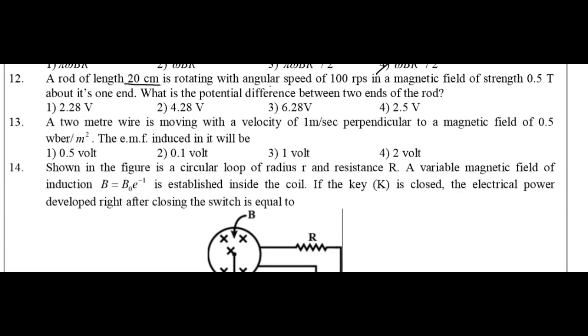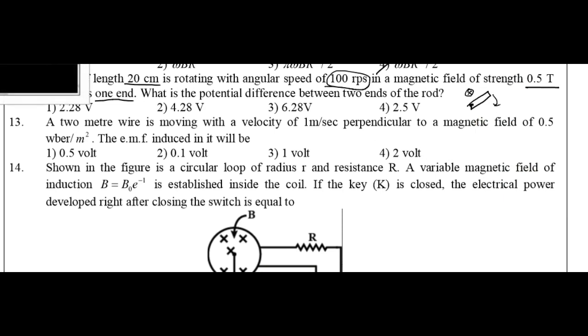A rod of length 20 centimeters is rotating with an angular speed of 100 rps in a magnetic field of strength 0.5 Tesla about its one end. What is the potential difference between the ends of the rod? So it is rotating in a magnetic field. This is the point, and it is rotating in the magnetic field like this. Now we have to calculate the potential difference.